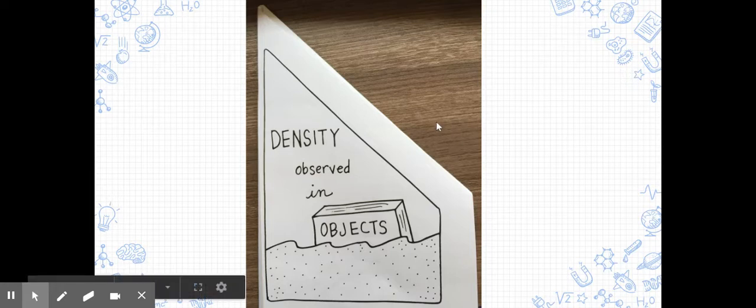Now you're going to go to the next foldable, set the other one aside, and find this foldable.